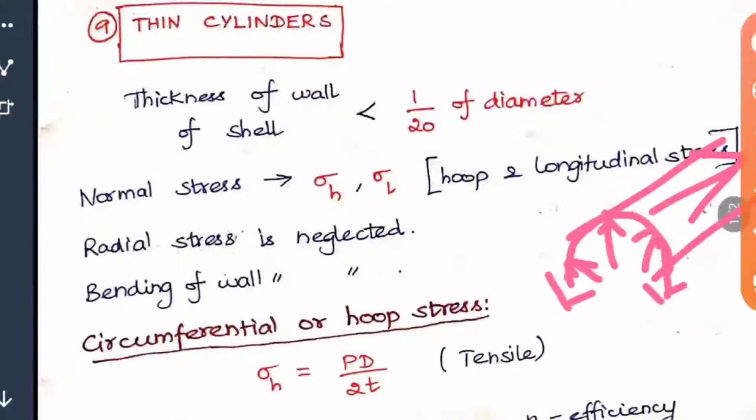These both are only normal stresses, and the radial stress here is very small, so it is neglected. And the bending of the wall of that cylinder is also neglected. So these are the assumptions to be noted.